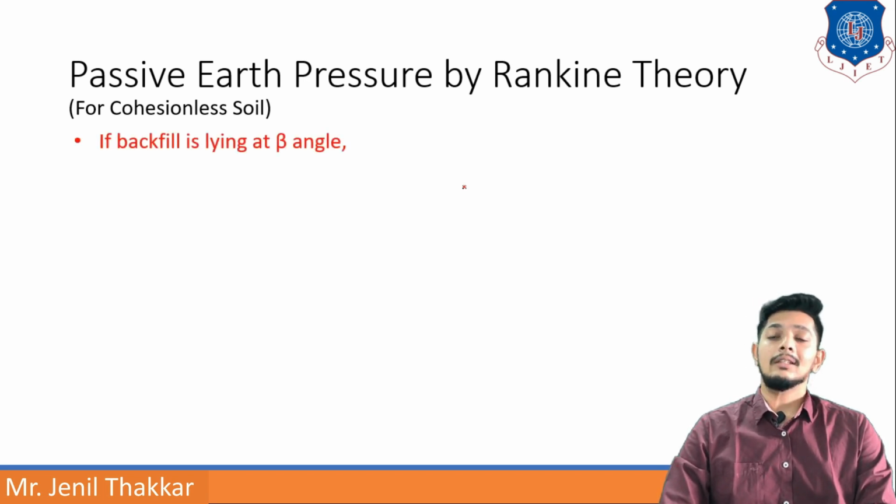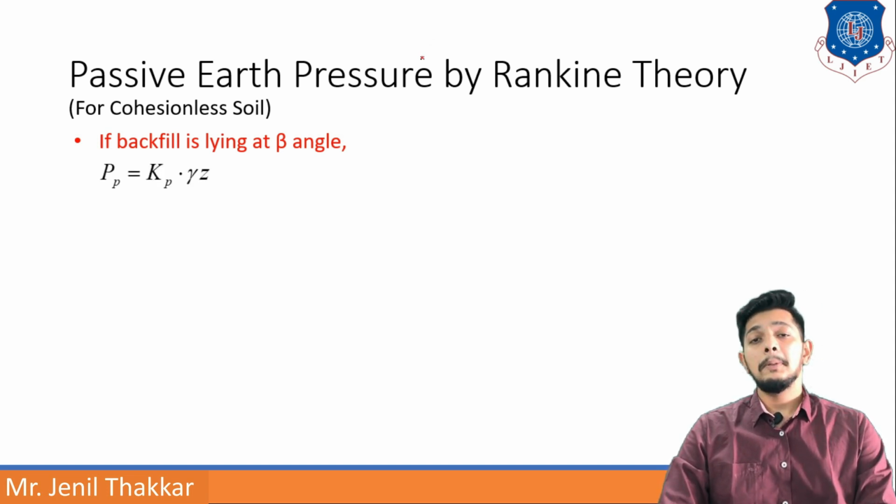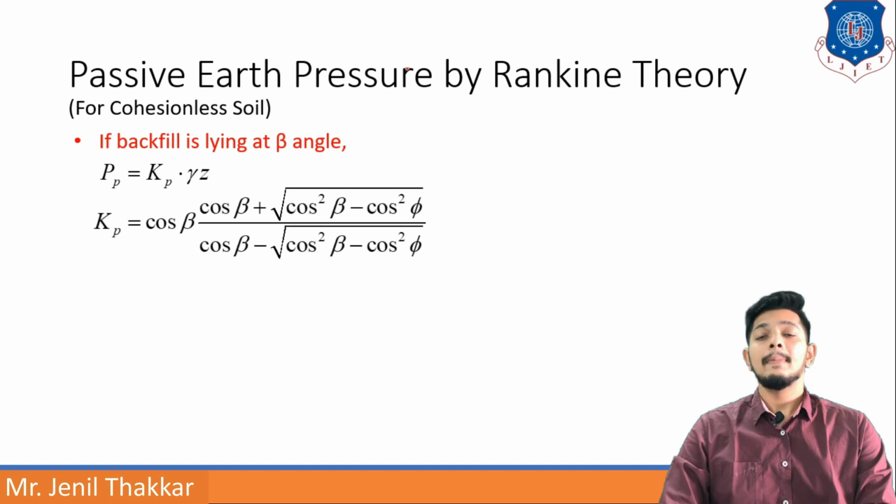Now, if the case is with backfill at beta angle, then Pp will be Kp into gamma z only, but the Kp value will be governed by this. Kp will be cos beta into numerator cos beta plus under root cos square beta minus cos square phi, and in denominator cos beta minus under root cos square beta minus cos square phi. It is similar to Ka, but some signs, positive to negative and negative to positive, are changing.